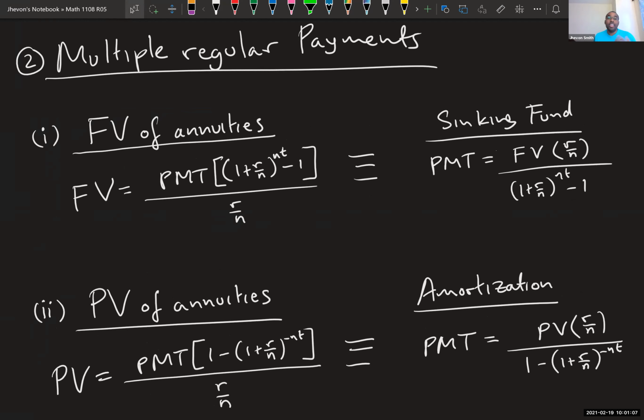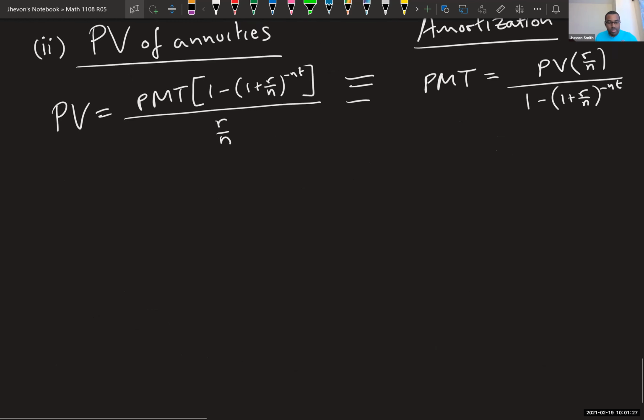That being said, even here, there's still cause for confusion. You'll notice that these formulas themselves are similar. They have the R over N thing in the denominator. They both have the 1 plus R over N. One of them has the minus NT, but one of them has the NT. There's still enough similarity here to get confused. So how do we make sure we don't get confused? Well, we need to know what each of these is for.